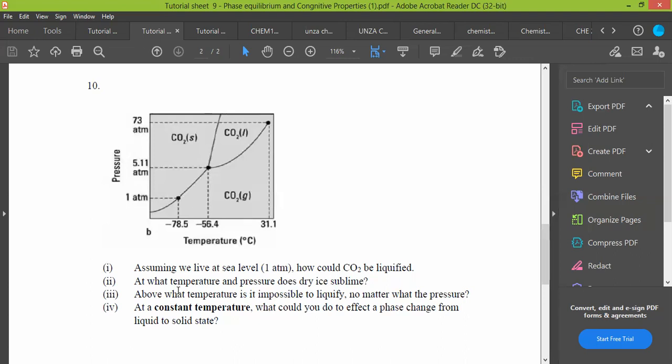Question 3: above what temperature is it impossible to liquefy carbon dioxide no matter what happens to the pressure?